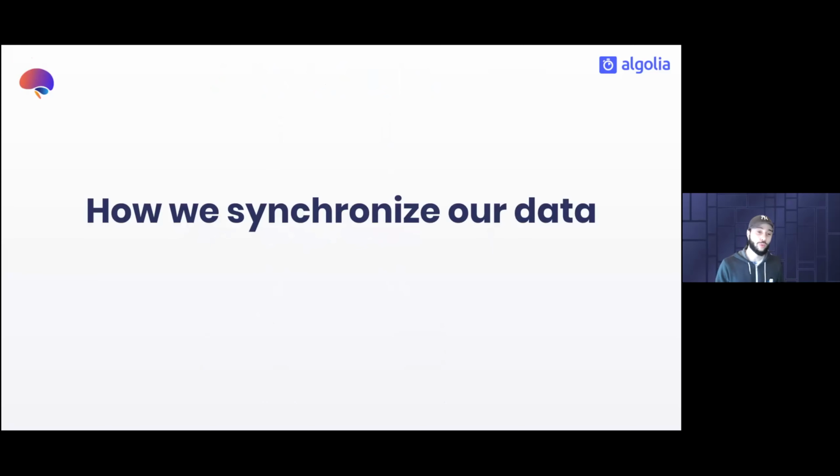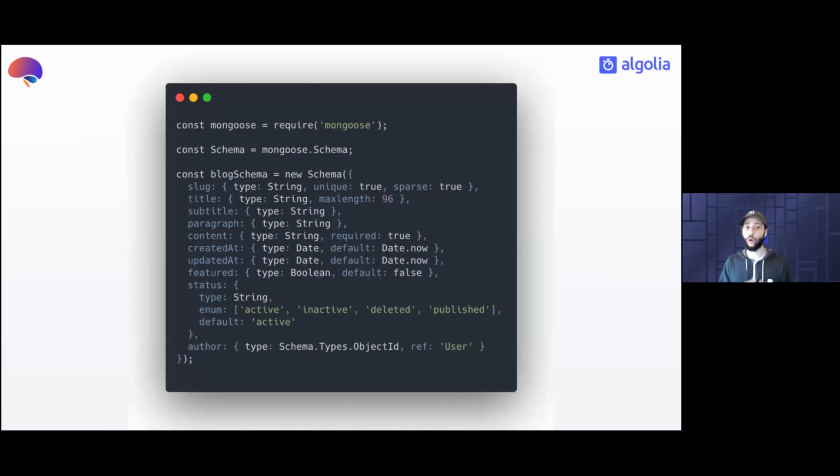For those who don't use Algolia yet, the first step when you use Algolia is to have data inside Algolia. Why? For example, you are writing blogs and you want this blog to be searchable. We need to have this blog inside Algolia to perform search requests. And in our scenario, we use Mongoose. Mongoose is a library that allows you to create schema with a structure, with some field like a title, a subtitle, a paragraph, etc.